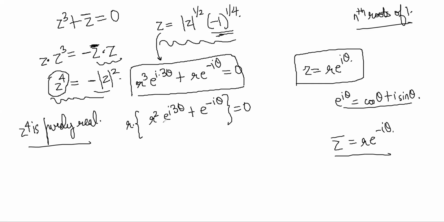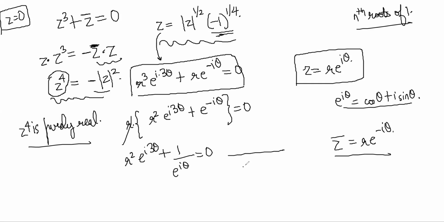So r is not going to be 0, because we already know that z equal to 0 is a root, so we can exclude that case. So you get r square times e^(i3theta) plus 1 by e^(i3theta) is 0. Taking the denominator, this becomes r square times e^(i4theta) plus 1 is equal to 0, right?